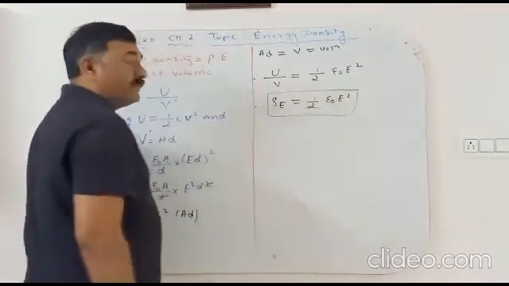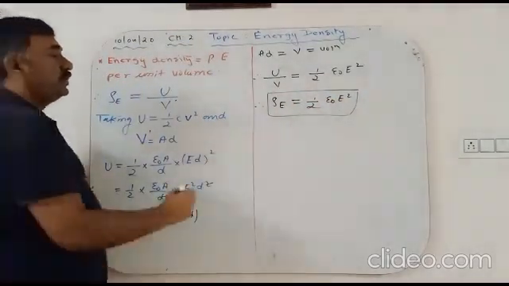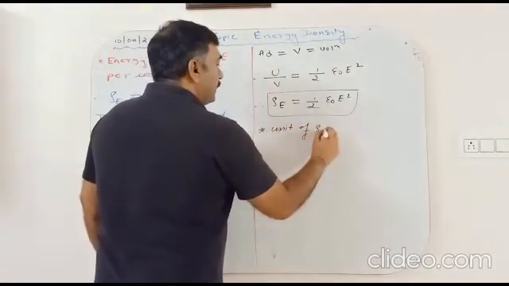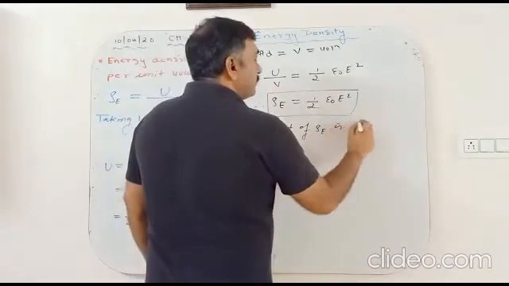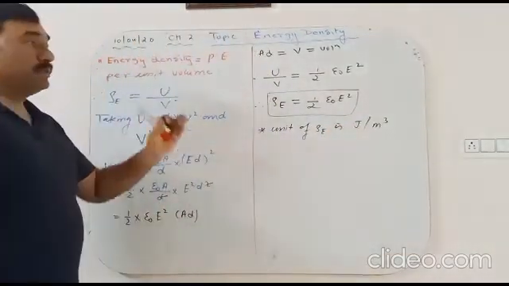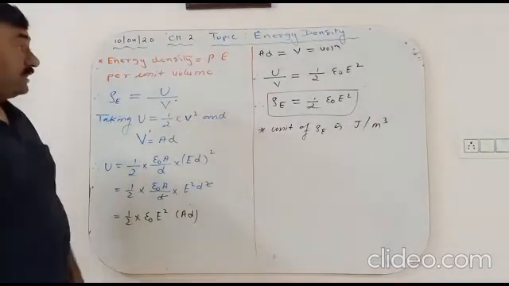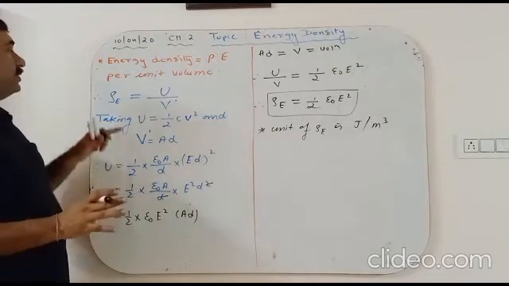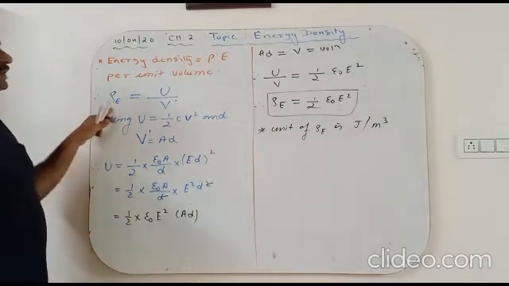What is the unit of energy density? Unit of rho E energy is joule and volume is meter cube, and we are going to derive the same relation in terms of magnetic field in chapter number 6. So again, potential energy per unit volume is known as energy density.